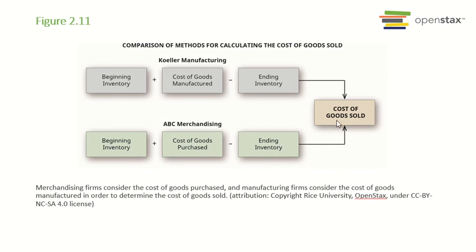So both firms start with beginning inventory. The difference is that a manufacturing firm is producing goods, so we need to add the cost of goods manufactured. For a merchandising firm, we use cost of goods purchased, so that's the only difference.